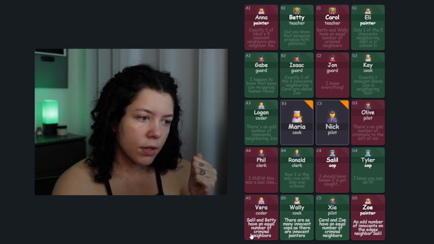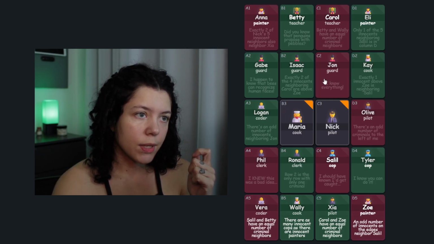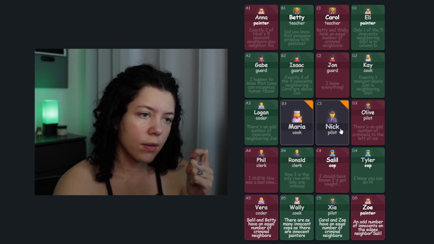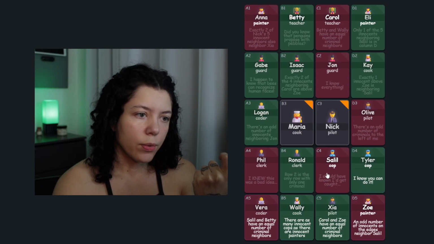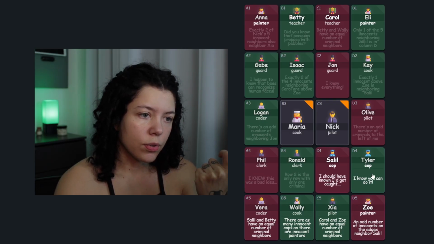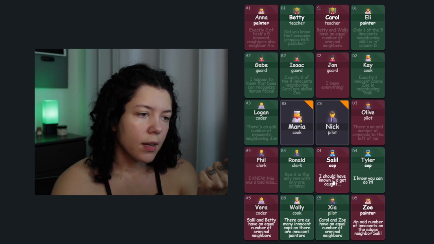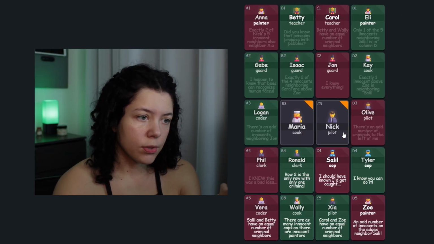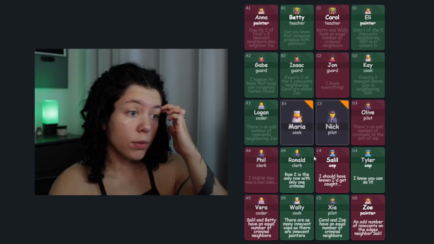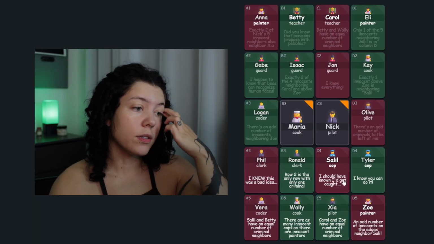Salil and Betty have an equal number of criminal neighbors. Yeah, Betty has 3 criminal neighbors and Salil is gonna have 3 criminal neighbors. Tyler says, I know you can do it. Salil says, I should have known I get caught. Ronald tells us row 2 is the only one with only 1 criminal, and that's Rose. And there's no way for row 3 to have less than 2 criminals. The only row left. Phil says, I knew this was a bad idea.